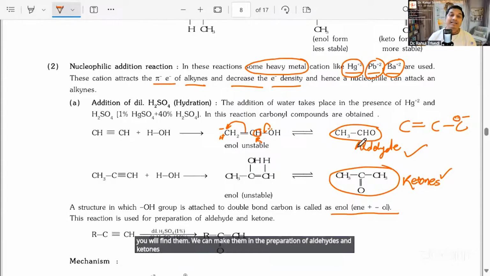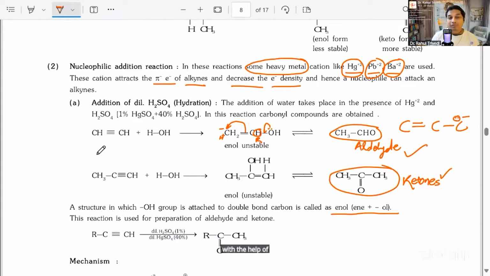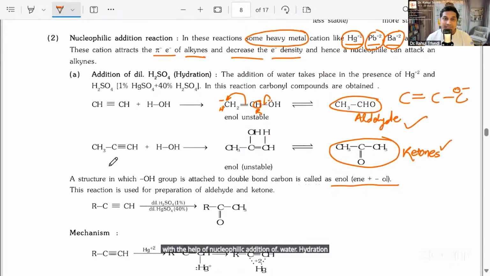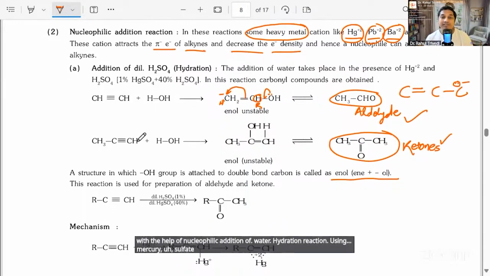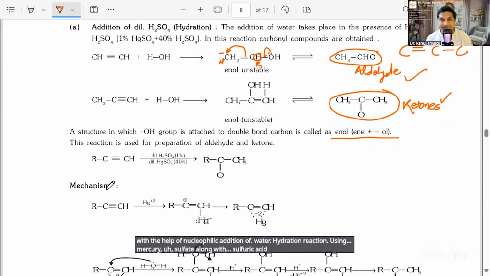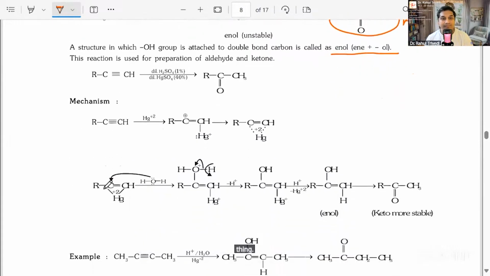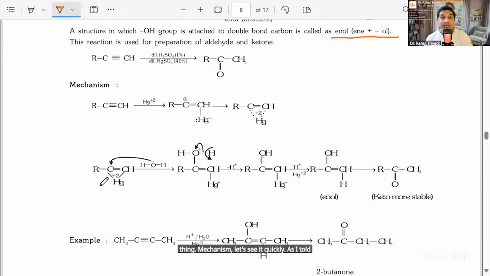We can do that with the help of nucleophilic addition of water, the hydration reaction, using mercuric sulfate along with sulfuric acid. Good? Fine. Mechanism, let's see it quickly. As I told you, Hg2+ will come, it will connect, then it connects on both sides, correct?